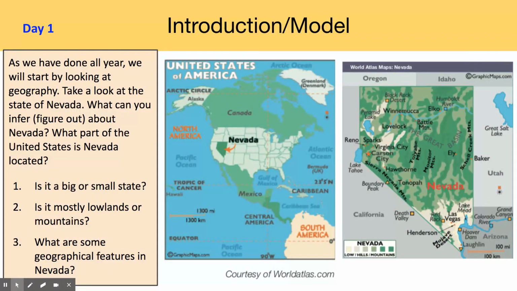For our introduction to this activity, we will start off by looking at this map of Nevada. You want to begin to infer, or figure out, some information about Nevada, including what part of the United States Nevada is in. Is it a big or small state? Is it mostly lowlands or mountains? And what are some geographic features in Nevada? As you take a look at the two maps, you'll see a full map of the United States and where Nevada is in the country, as well as a more zoomed in, focused look at the geography, or topography, of the land of Nevada.